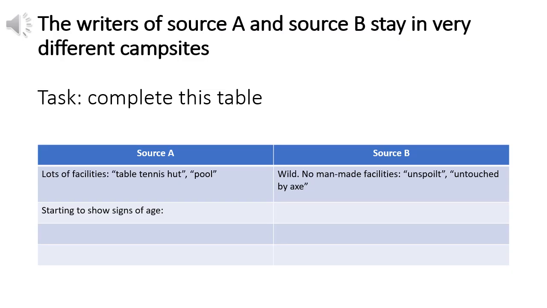In your booklets then guys, you've got this table. Before we do any work on inferences, we just need to look at the details. So actually what is there? What is the campsite like? You can see from source A, I've just noted down that there's lots of facilities. There's a table tennis hut, there's a pool. Whereas in source B, there isn't any of those facilities. It feels very wild. There's no man-made facilities there at all. So I want you now to just go through anything that you've highlighted, anything that we've learned about those campsites. Can you jot those down in the table, please?